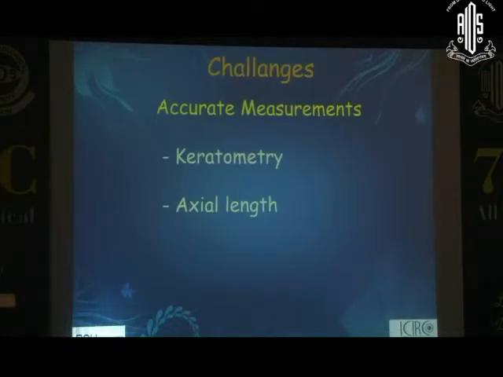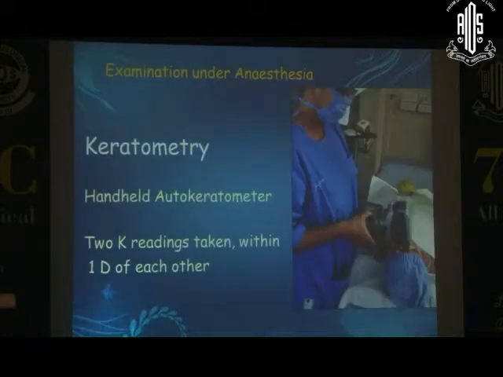Moreover, the challenge we need to overcome is accurate measurement. Keratometry and axial length measurements are taken by equipment intended and calibrated for the adult eye. Second, in young age, these measurements are taken under anesthesia, where I cannot fixate the eye, so ocular alignment is not possible. So this all leads to inaccurate measurement of keratometry and axial length.